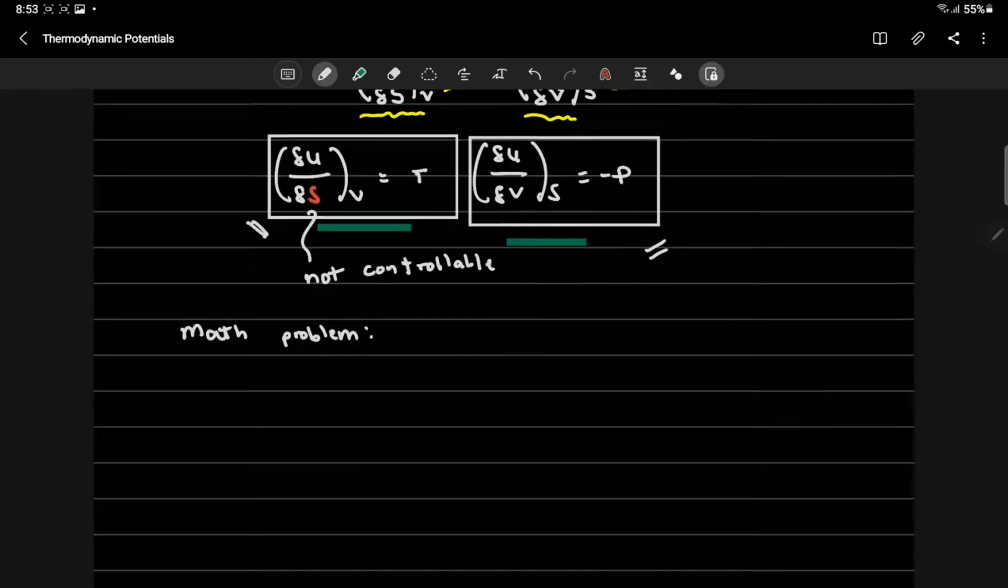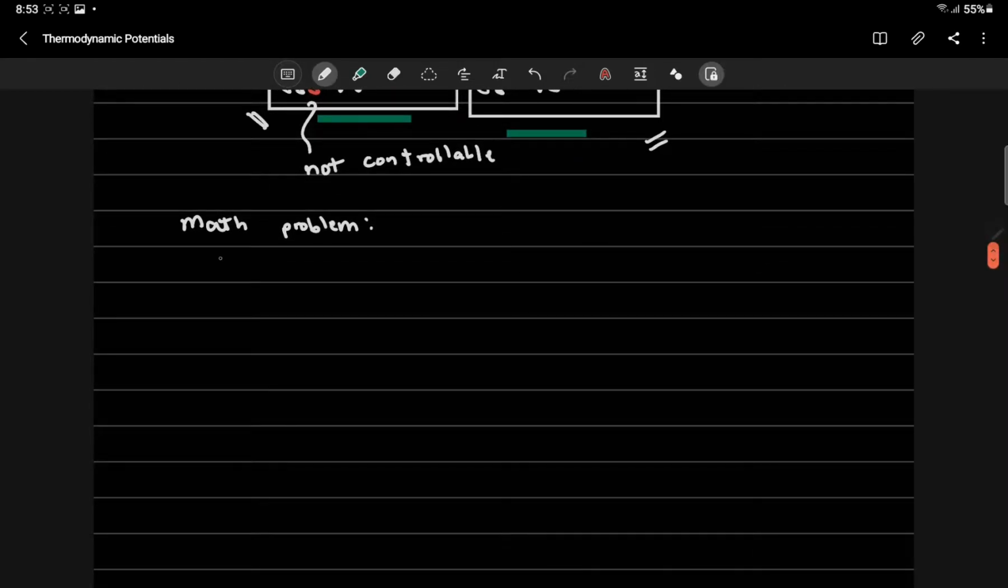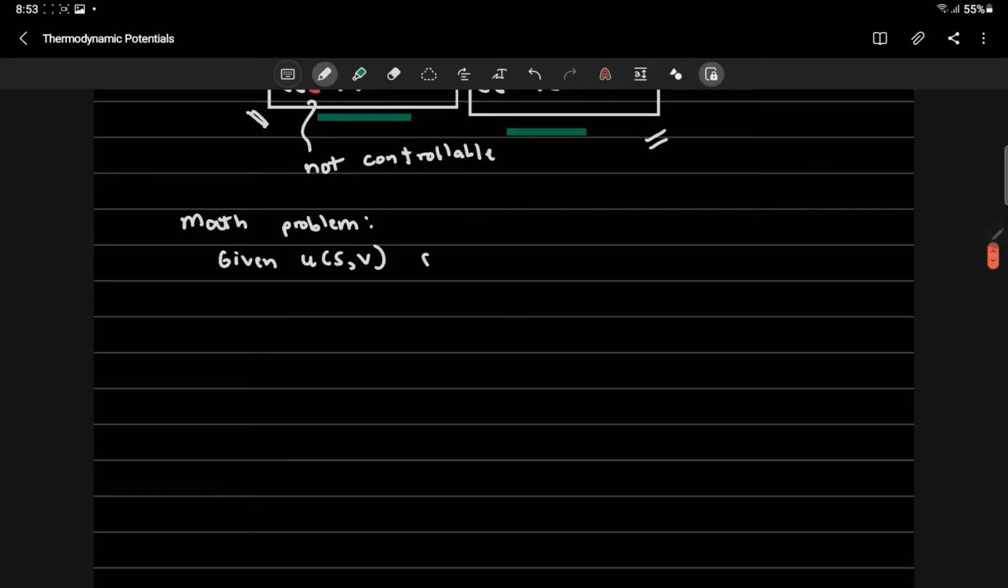What do I mean? Given that our internal energy is a function of entropy and volume, however, entropy cannot be varied, it's not controllable. So, given that, we want to find a function. Find a function f, okay, such that this function f is a function of the following.